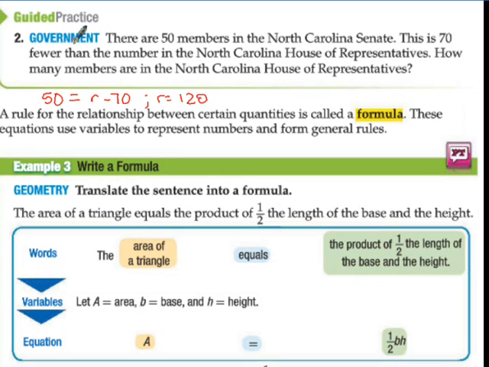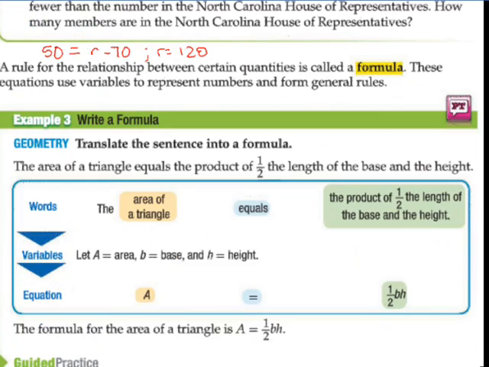A rule for the relationship between certain quantities is called a formula. You guys know all sorts of formulas from geometry, a lot of them. So the area of a triangle is 1/2 base times height, things like that, okay?